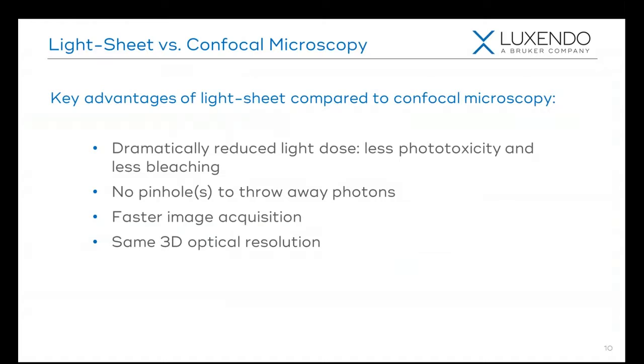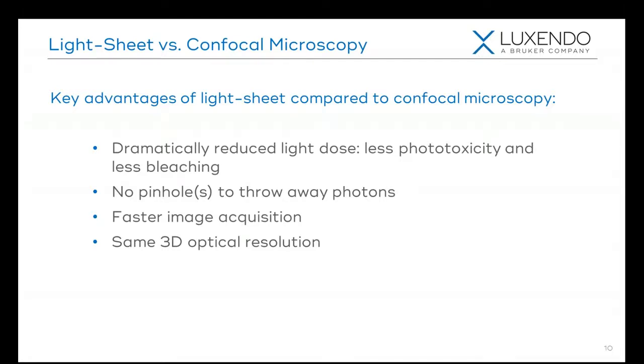Not only do we have a dramatically reduced light dose, which means that we have less phototoxicity and less photobleaching. In fact, it's estimated that a laser scanning and a spinning disk confocal will expose your sample to 1,000 to 5,000 more photons than in light sheet. Additionally, we have no pinhole to throw away the photons.